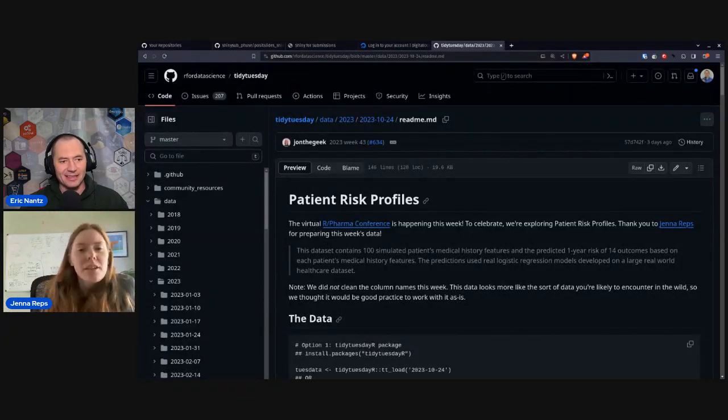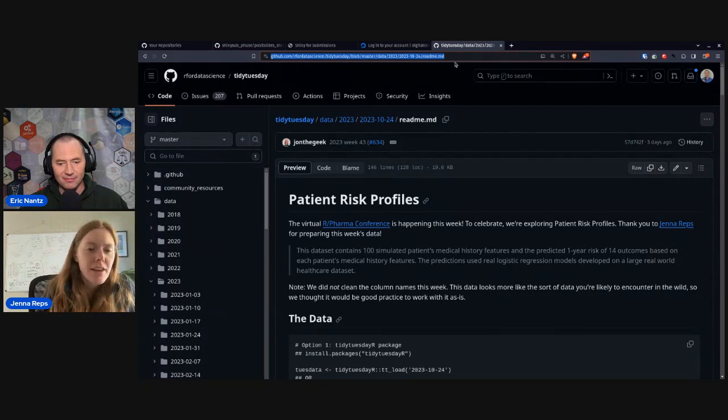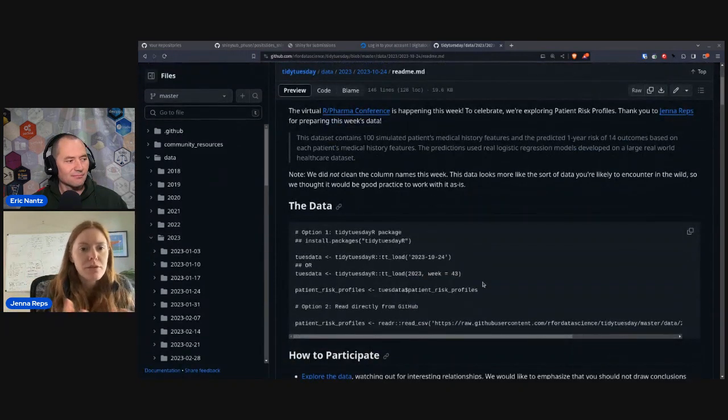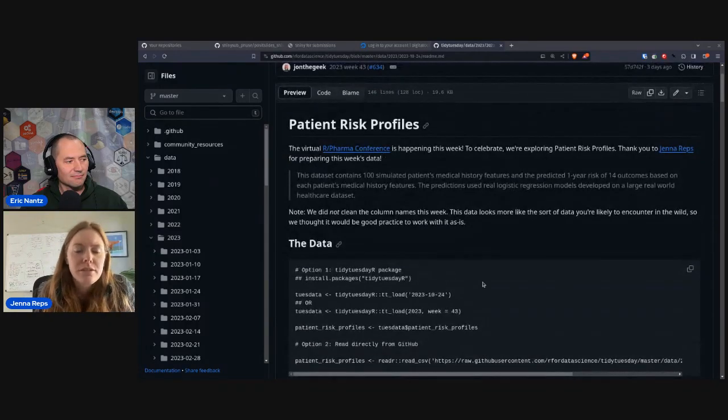Hi everyone. So we have this data set where we have 100 simulated patients, and we have information about their age group, their sex, and then the history that they've had in the prior year. So whether they've had drugs and conditions. And then we also have 14 columns in this data set where you have their predicted risk. So using those features, their age, their sex, and the conditions and drugs that they've had, 67 different conditions and drugs, their predicted risk for the next year of whether they're going to have 14 different outcomes.